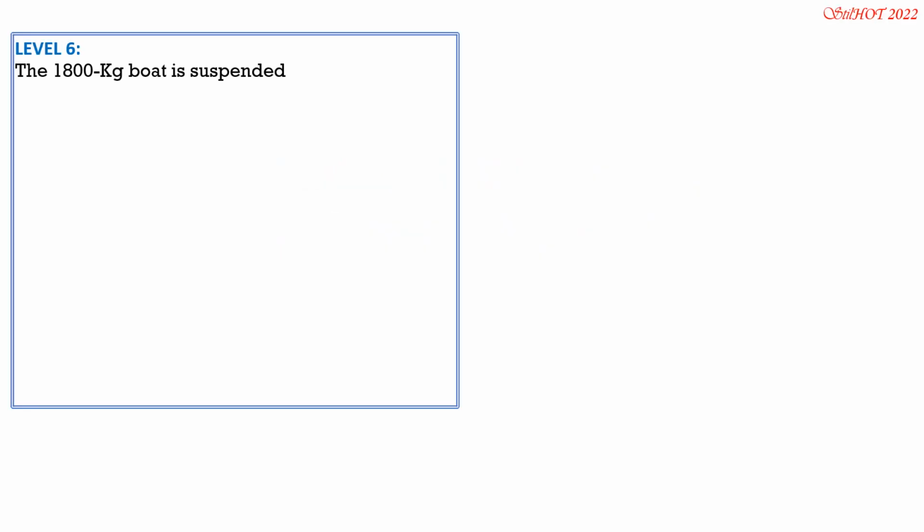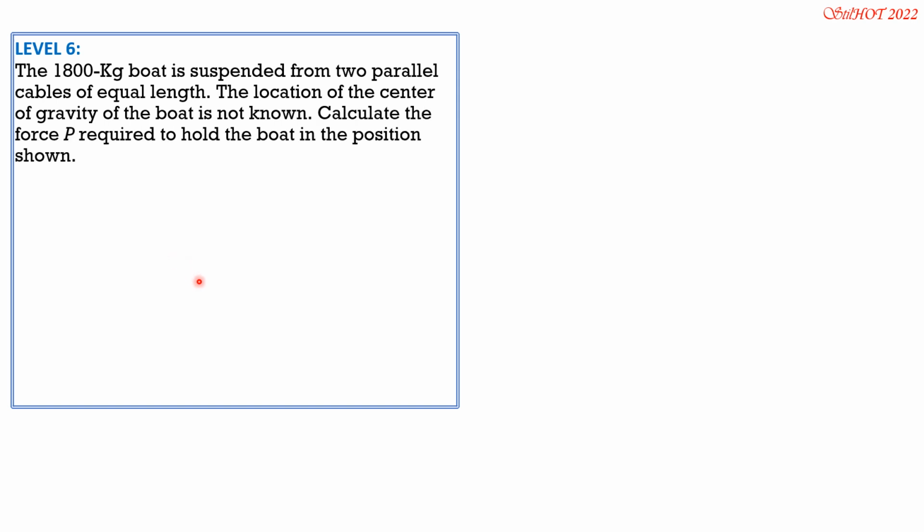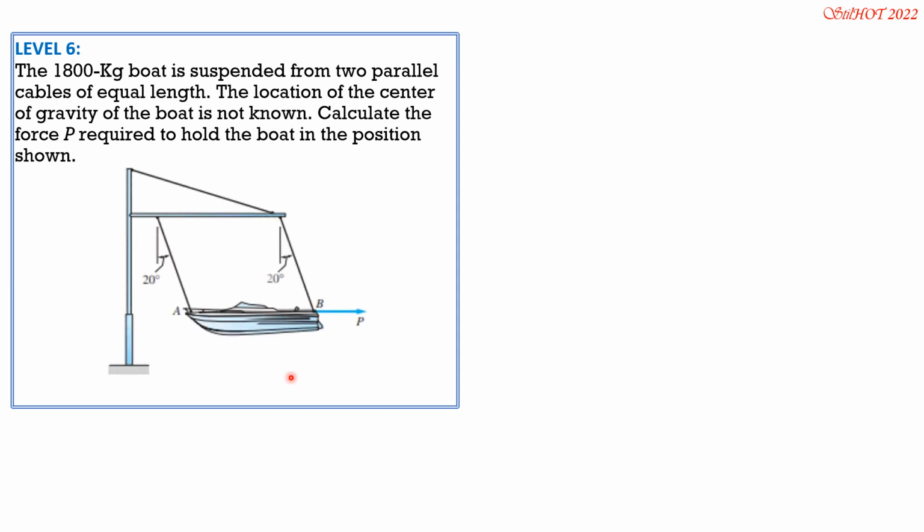The 1,800 kilogram boat is suspended from two parallel cables of equal length. The location of the center of gravity of the boat is not known. Calculate the force P required to hold the boat in the position shown. So here is the given figure.